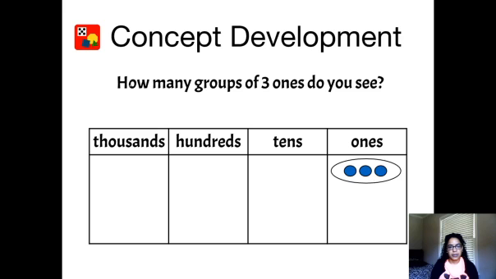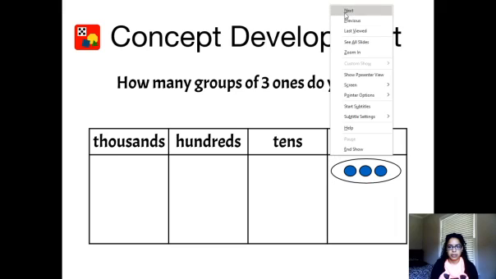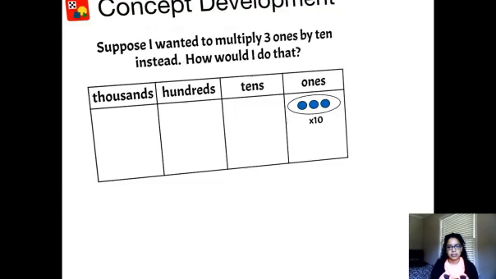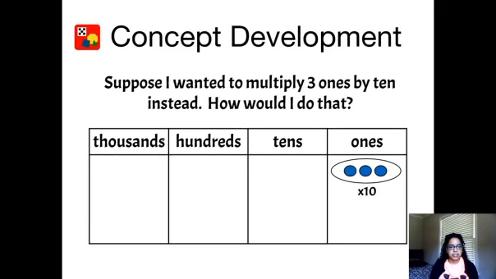Alright, so we have, how many groups of 3 do you see? Just one group of 3. And they circled the one group of 3. Okay? So, it says, suppose I wanted to multiply 3 ones by 10 instead. How would I do that?